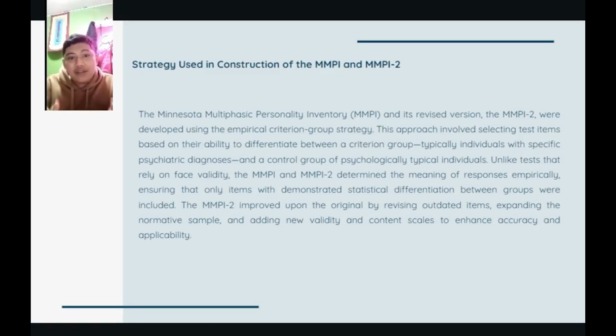Unlike other tests that relied on face validity, the MMPI and the MMPI-2 determined the meaning of responses empirically. It ensured that only items with demonstrated statistical differentiation between groups were included. The MMPI-2 improved upon the original by revising outdated items, expanding the normative sample, and adding new validity and content scales to enhance accuracy and applicability.